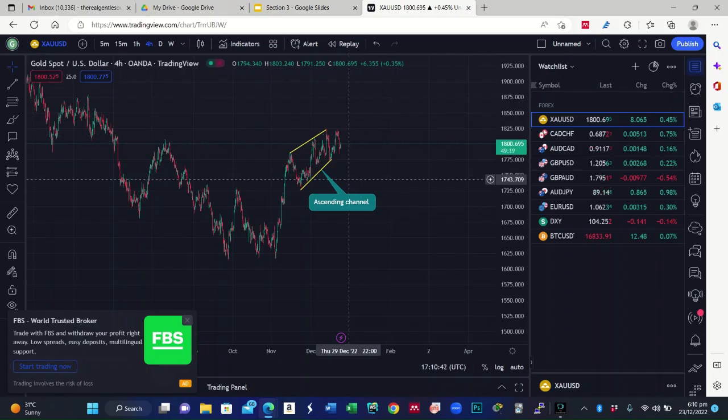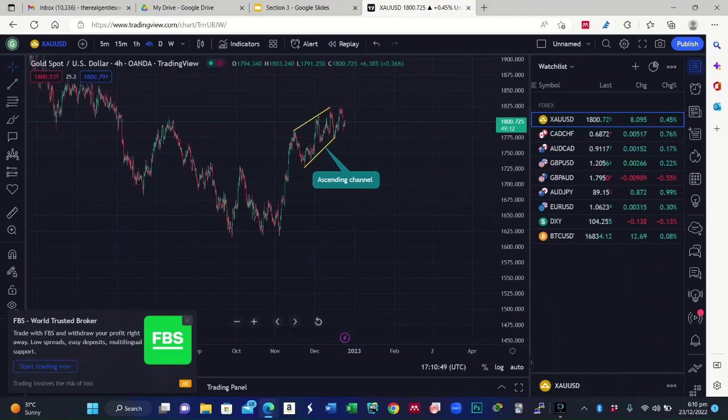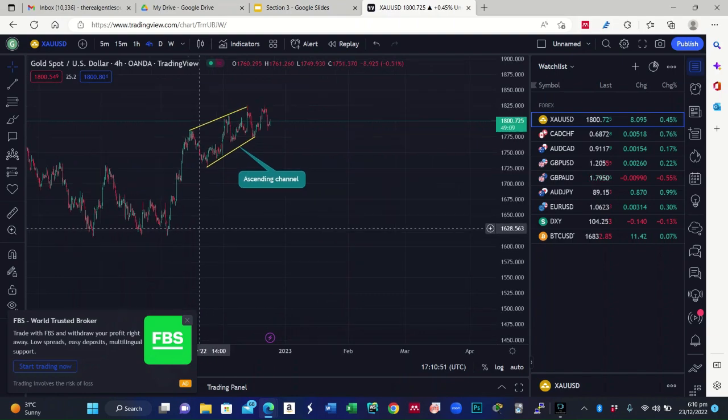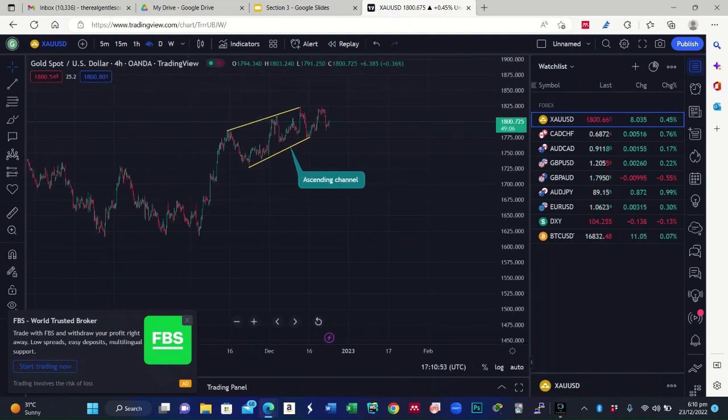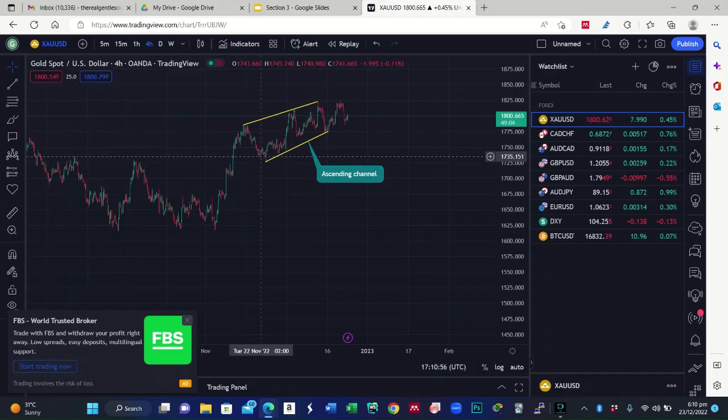So here is an ascending channel. This is what it looks like. For you to see it properly, this is what an ascending channel looks like. You can see price is coming from a higher place, then this is a low, then this is a higher high, then a higher low, then a higher high, then a higher low, then a higher high. So that is what makes an ascending channel, and price progresses upwards in an ascending channel. So let's go to the next one.